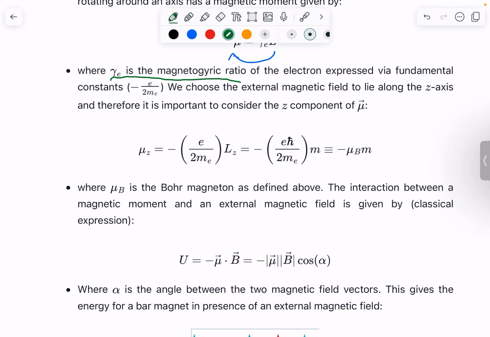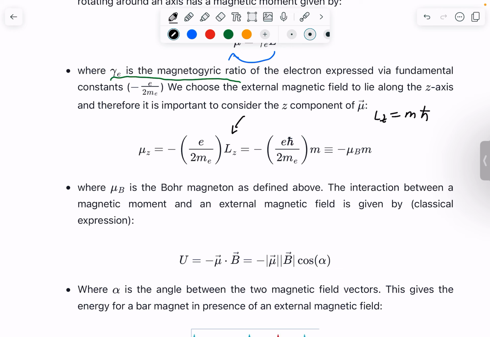And in quantum mechanics, we know that Lz only takes particular eigenvalues, and if you remember, the eigenvalues were h bar m. So those were the eigenvalues of the Lz operator. Essentially, from classical mechanics, we can smoothly transition to quantum mechanics and predict that if Lz is quantized, so is going to be mu z.